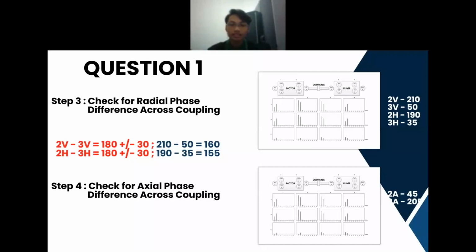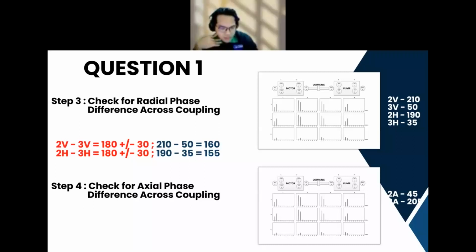How about the others? Do you agree with this? Yes, I agree. I think we can assume this is parallel misalignment, right? Because the axial phase difference is still in the range of 180 plus or minus 30. Yes, it can be parallel misalignment.